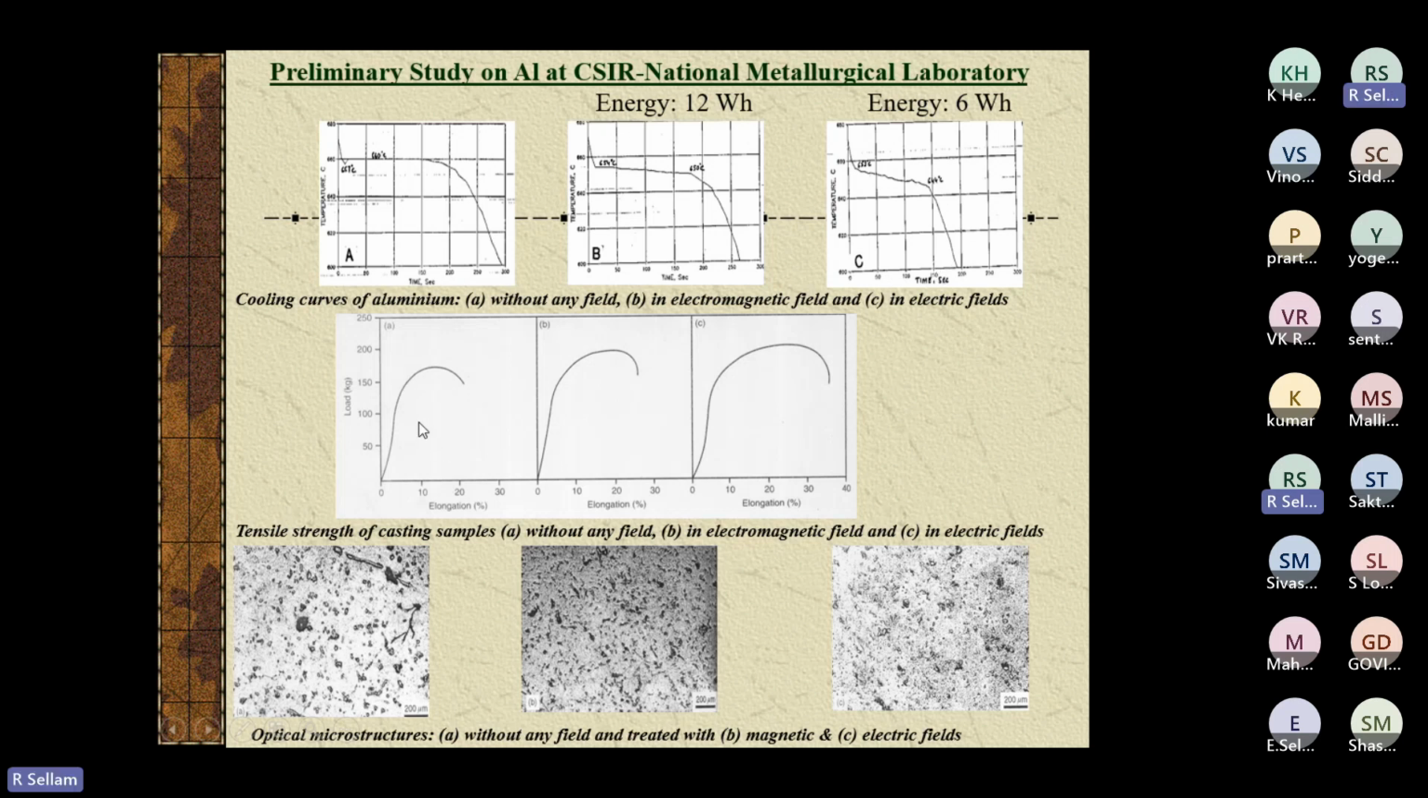And you see the mechanical properties, UTS value and elongation. With electromagnetic stirring compared to no treatment, elongation as well as UTS increase. With electric current treatment, elongation also increases and UTS can increase further. So electric current stirring is more effective than electromagnetic stirring. This experiment shows that.